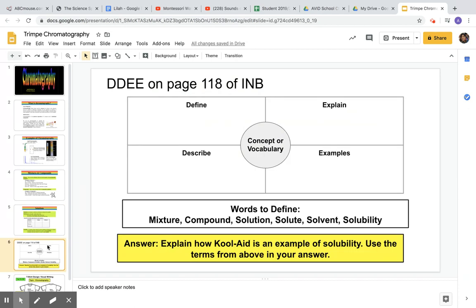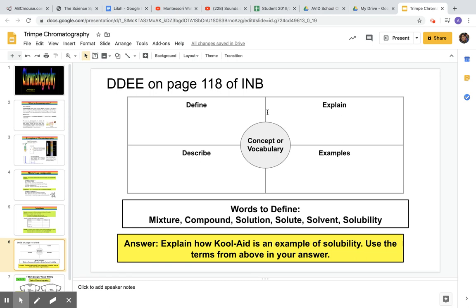So once you get to page 118 of your interactive notebook, you're going to be using those 4 slides from the article. This article is located on ScienceSpot by Trimpe. So you're going to be using your 4 slides to answer or define 6 words. Your 6 words are going to be mixture, compound, solution, solute, solvent, solubility.